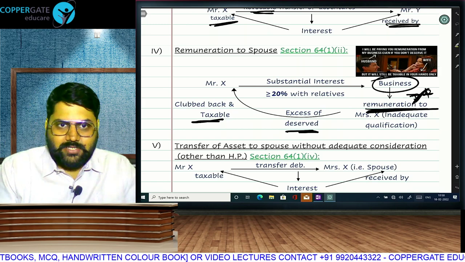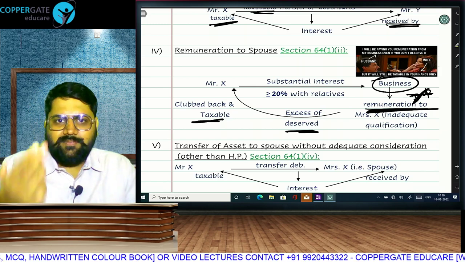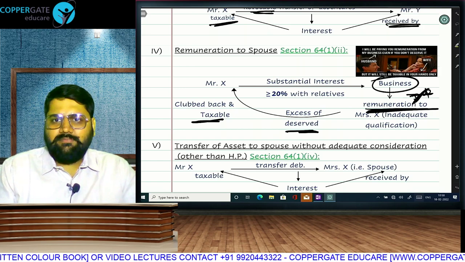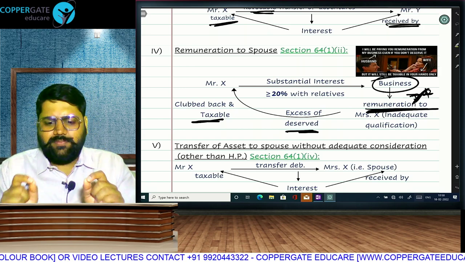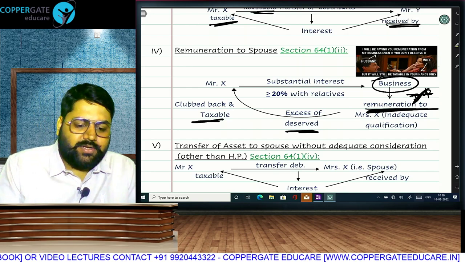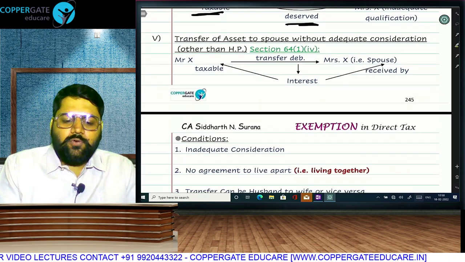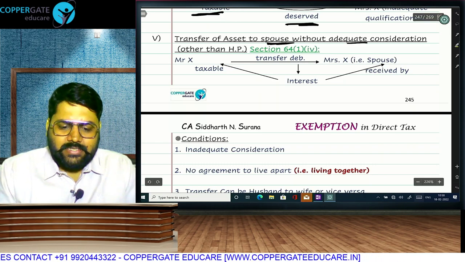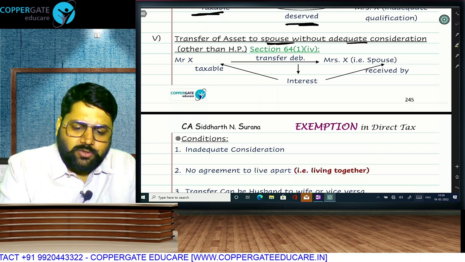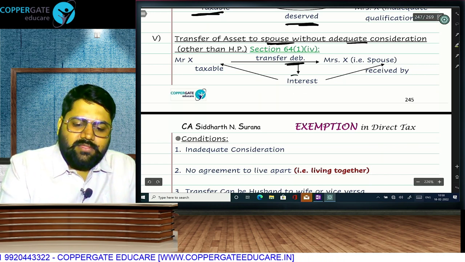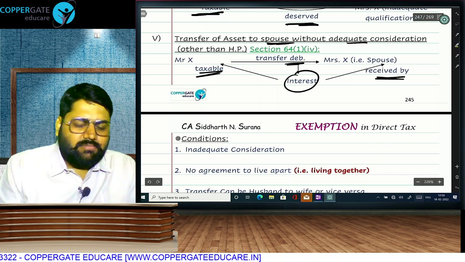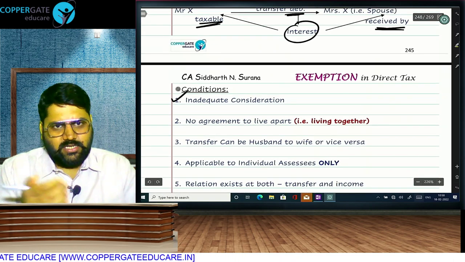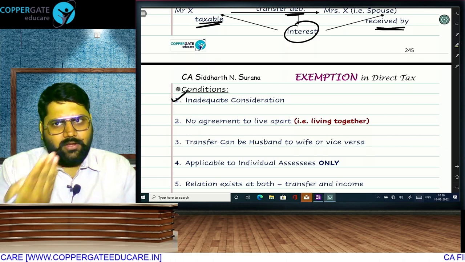And if both of them have substantial interest, then the income will be clubbed in the hands of that spouse who has got higher income. But one thing remember, that if it is a deserving remuneration, no clubbing, only the excess of the deserving remuneration will be clubbed. Next, transfer of asset to spouse without adequate consideration, then the income will be received by the spouse but taxable for the transferor, subject to the conditions. It has to be inadequate consideration. If you take adequate consideration, it is a sale, and you can do it to anyone.